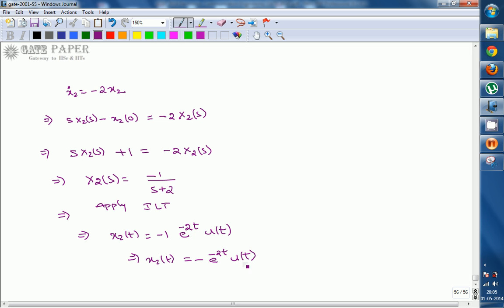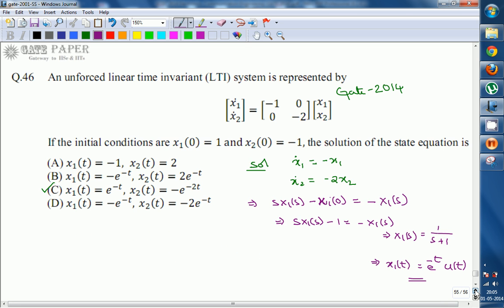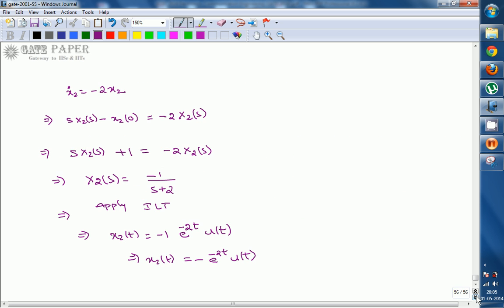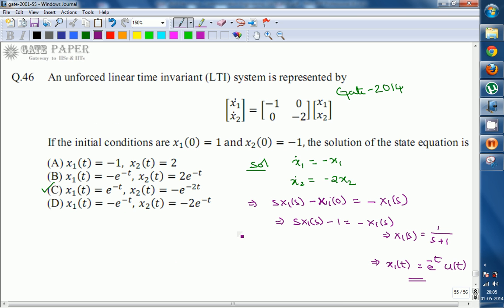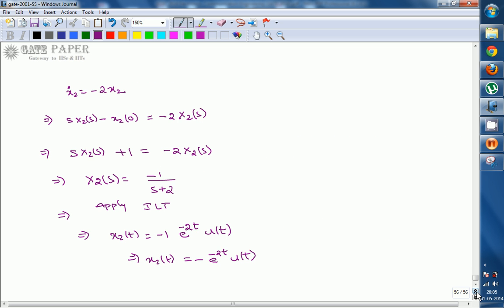So we got x1 of t equals e power minus t u of t and x2 of t equals minus e power minus 2t u of t. So the option C is the correct answer. Option C is the correct answer.